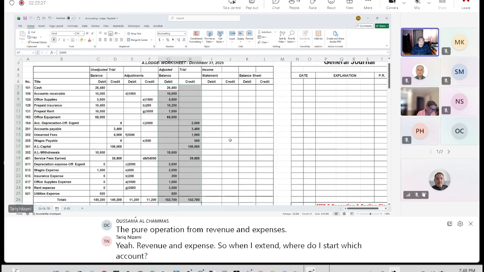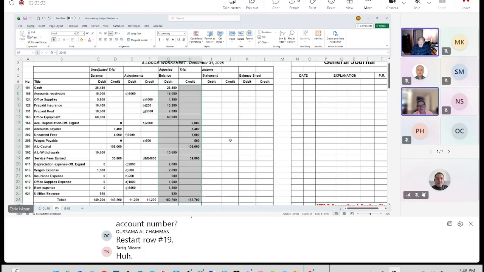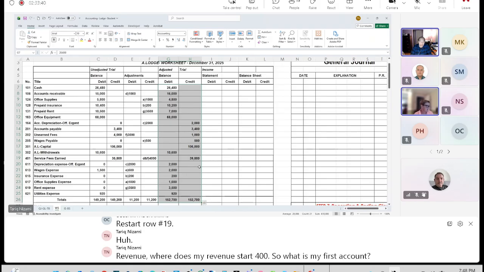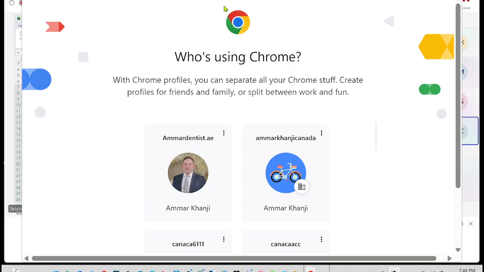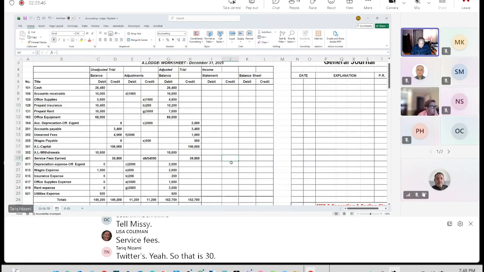So when I extend, where do I start? Which account number? We start row number 19. Revenue, where does my revenue start? 400. So what is my first account to be extended here? Service fees, which is 39,800.